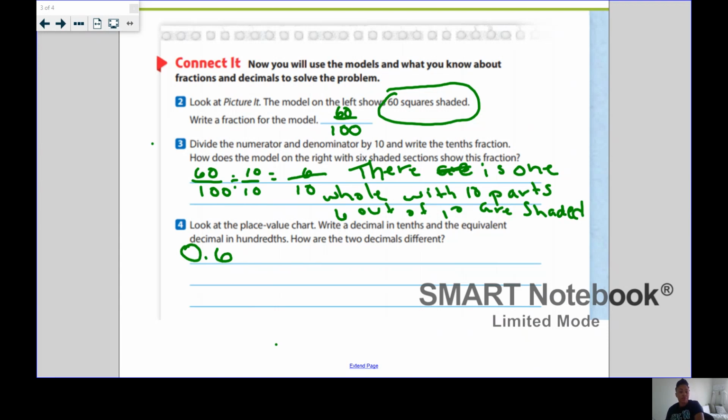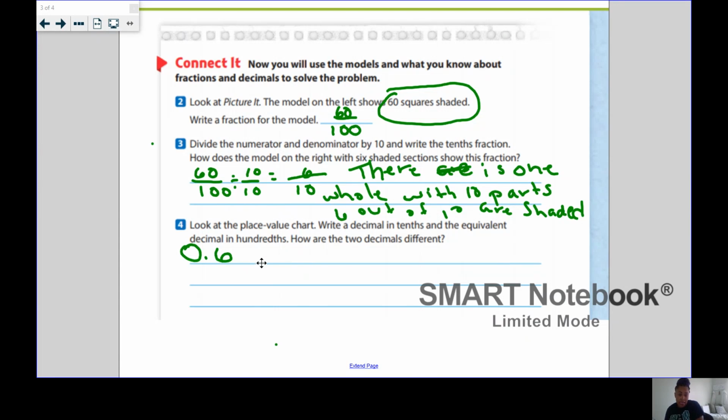And then we have our hundredths. So this right here will show us that is a tenth. We have 0.6. Or as Reddy likes to tell us, we have 0 wholes and 6 tenths, right? Okay, and then it wants us to write it as hundredths.